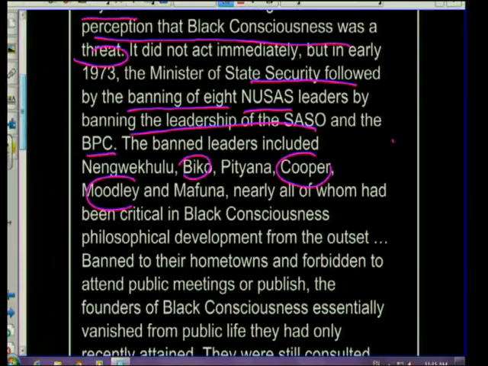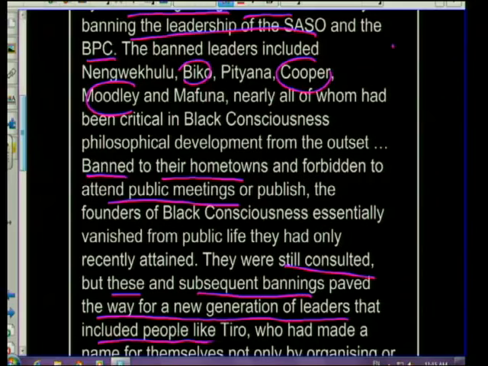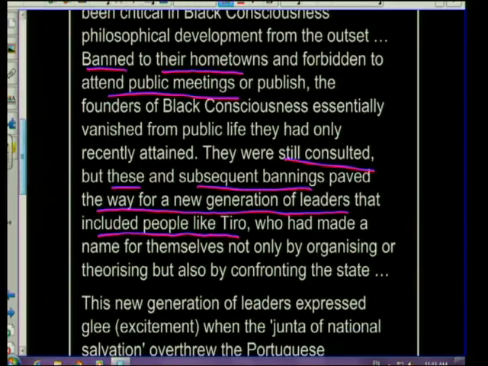You can see clearly it focuses on the influence of the black consciousness movement. These organizations were banned in their hometowns and forbidden to attend public meetings or publish. Moving on, they were still consulted, it says, but these and subsequent bannings paved the way for a new generation like Tiro, which made a significant influence by organizing and theorizing, but also confronting the state.